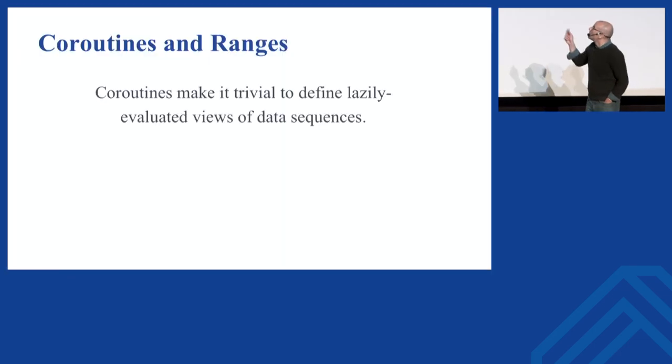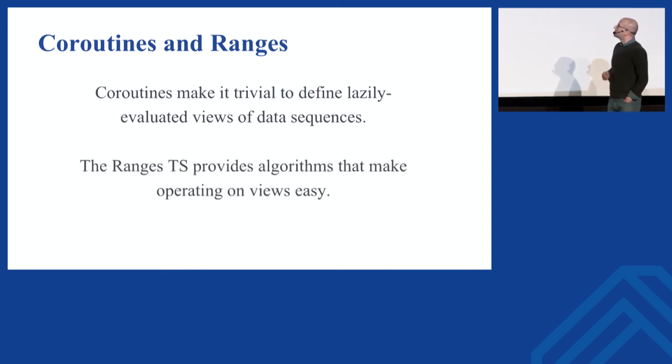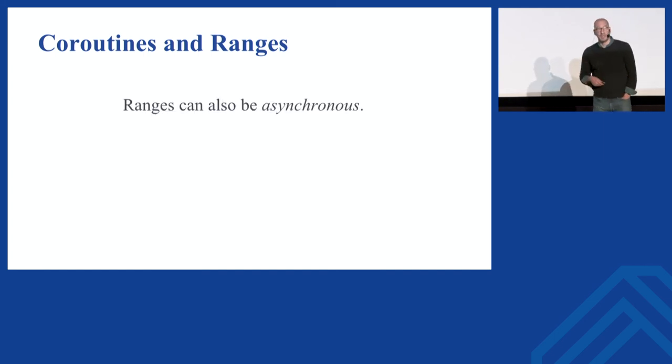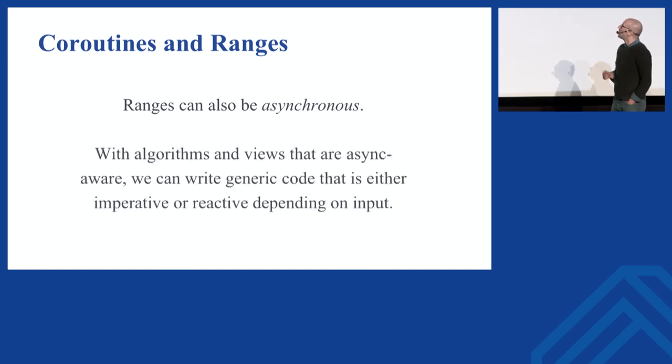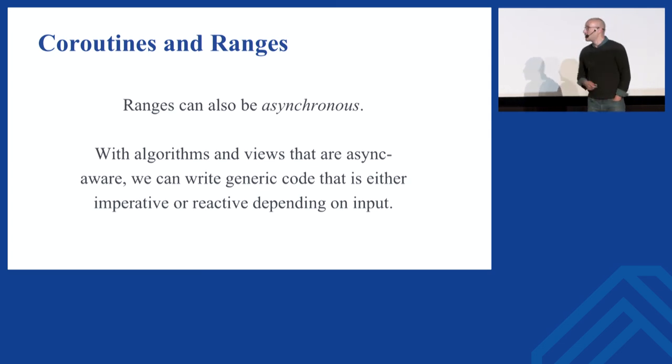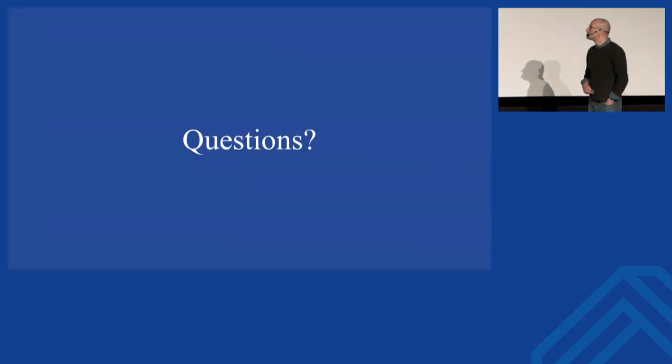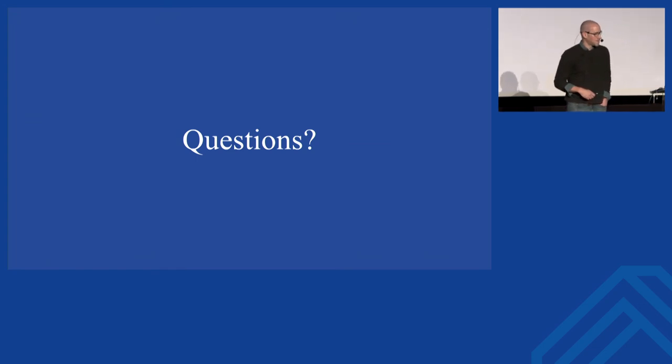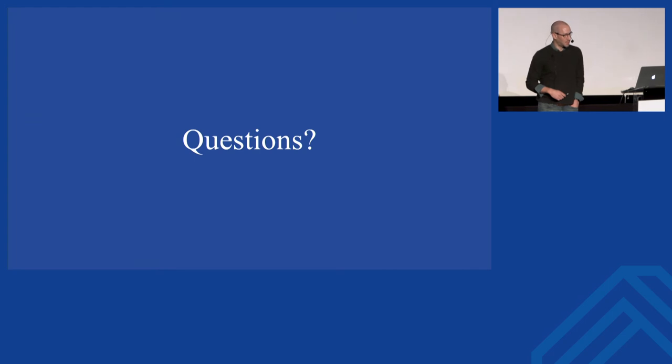So that's pretty exciting. So coroutines make it trivial to define lazily evaluated views of data sequences. The Ranges TS provides algorithms that make operating on views easy. Ranges can be asynchronous. Algorithms and views that are asynchronous, we can write generic code that's either imperative or reactive, depending on the input. Same code. Pull-based, push-based, it's all the same thing. Great. That's what I've got. I'm happy to take questions. I also have more slides at the end if you guys are keen to stick around.